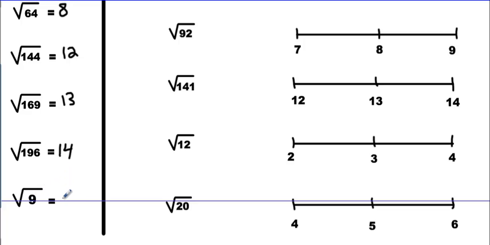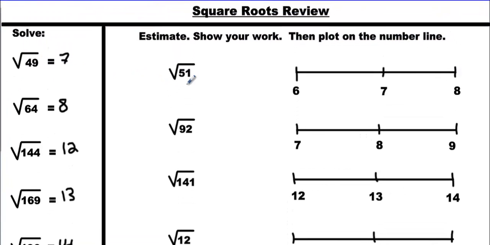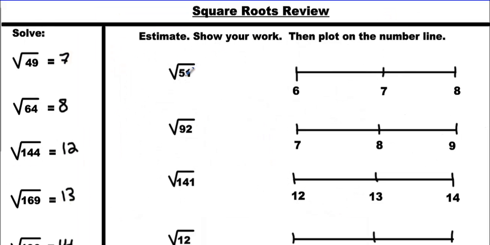And then the square root of 9 is what? It's going to be 3 because 3 times 3 is 9. Sometimes we don't have the luxury of using these nice, beautiful square numbers. Sometimes we get these ugly numbers like 51, which are not square numbers because they're not in this list. There is no whole number multiplied by itself that will make 51. So we have to estimate and put it on the number line.